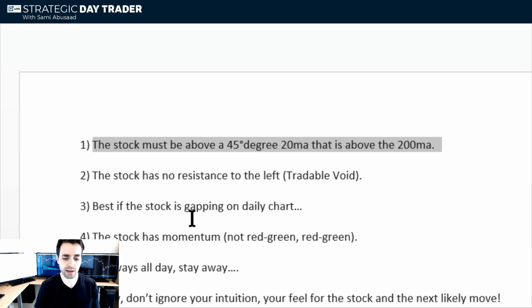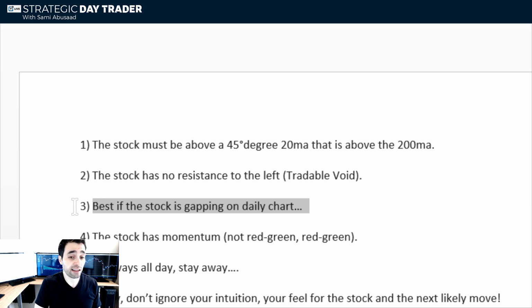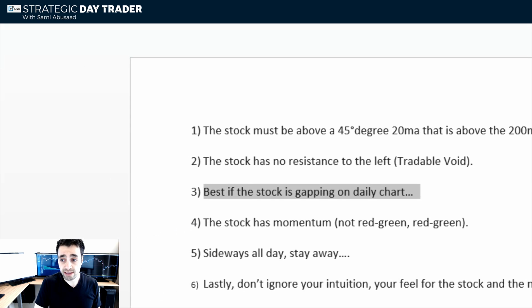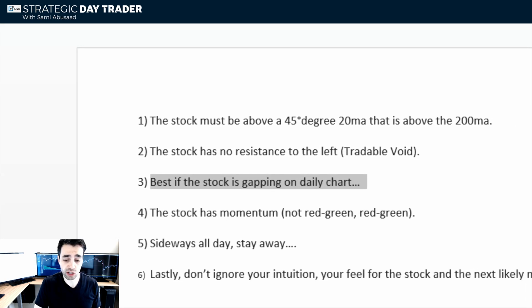That's the first thing. Second, I want the stock to not have much resistance to the left, which is a concept that we call tradable void. So you want to have a tradable void so that it can move up without encountering any supply. Best if the stock has a catalyst on the daily chart. Best if the stock has something about it that is compelling on the daily chart.